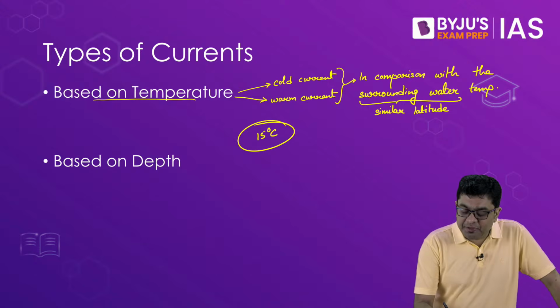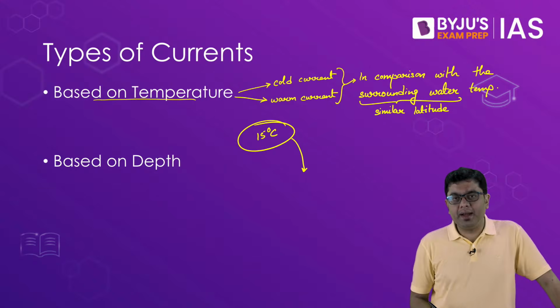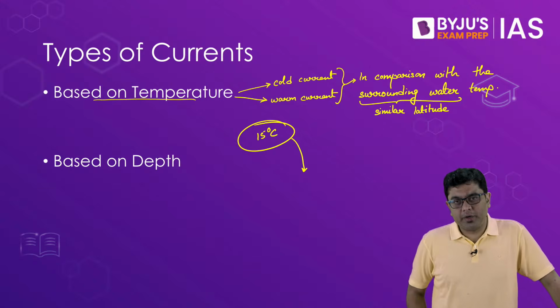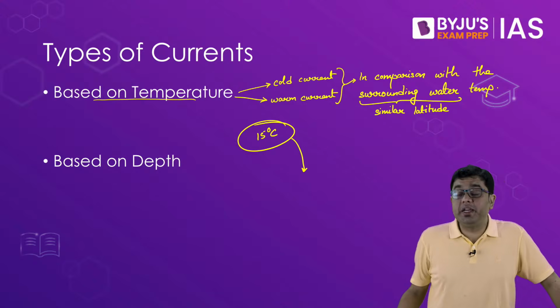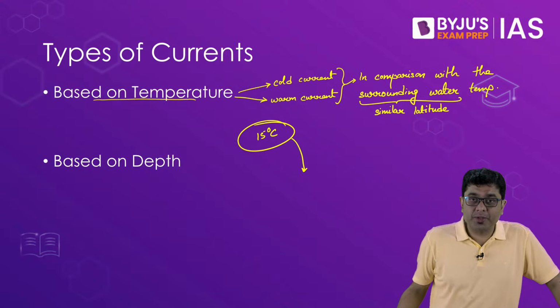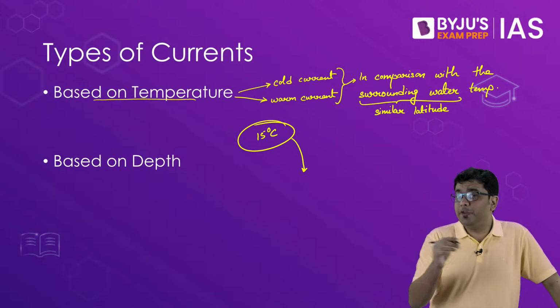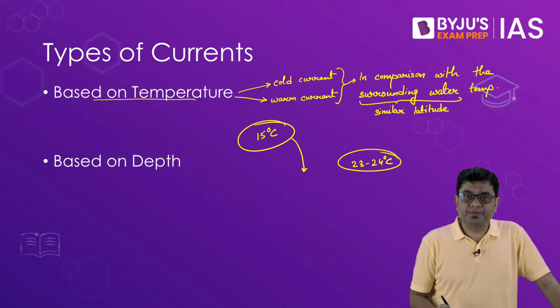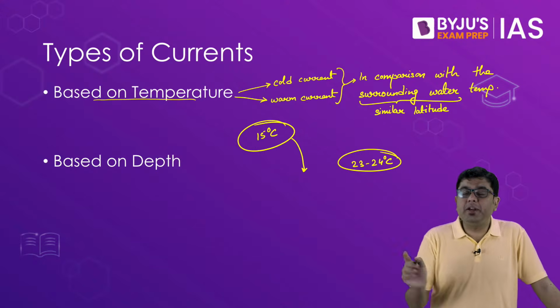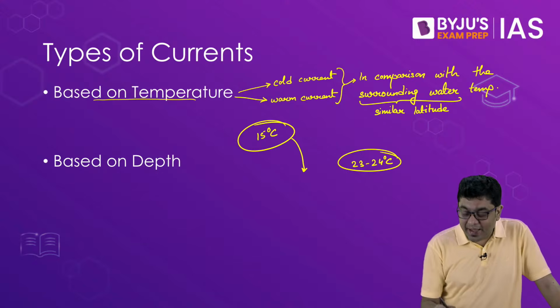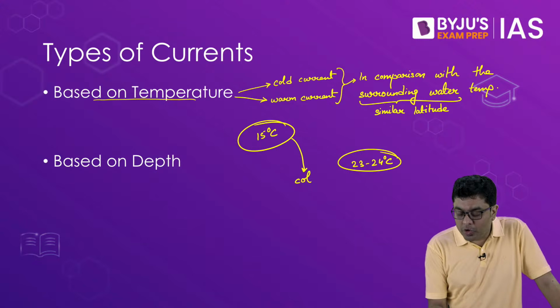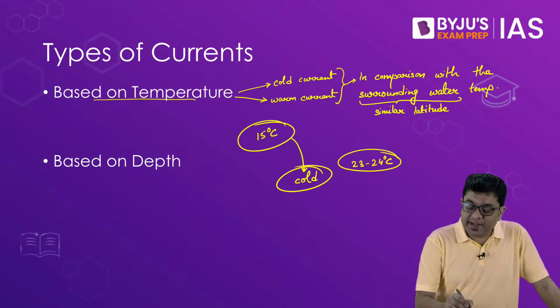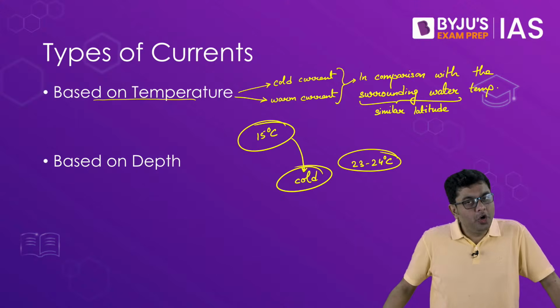Now, if that 15 degrees Celsius ocean current comes in the tropical waters, the water temperature in the tropical region is how much? It is generally in the range of 23 to 24 degrees Celsius, right? In the tropical areas. So as compared to the surrounding water, this current will be referred to as a cold current because the temperature of this current is lower.